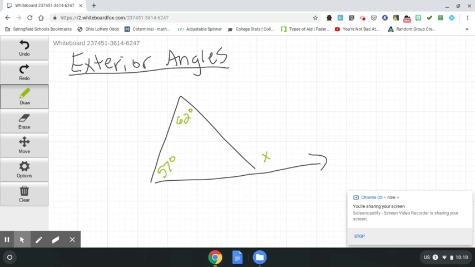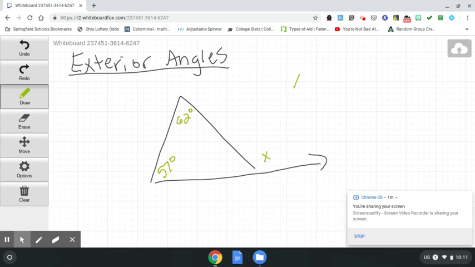Well, what we have here is an example of an exterior angle x with its two remote interior angles, 57 degrees and 62 degrees. The remote interior angles are the interior angles that are not adjacent to that exterior angle. Well, there's a couple different ways to look at this. Way number one is to use the exterior angle theorem, which states that the exterior angle is equal to the sum of its remote interior angles.